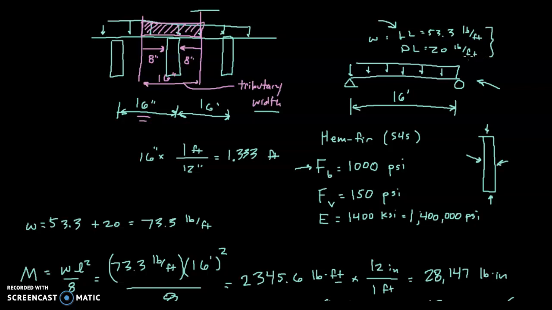Dead load tends to make a beam sag, but because that dead load is always present, that sagging or deflection occurs initially upon construction, and then it just stays there. Whereas the live load, because it's coming and going, is transient. It causes perhaps some motion in the floor, which we want to avoid in this case. So we're just looking at the live load, which is 53.3 pounds per foot.